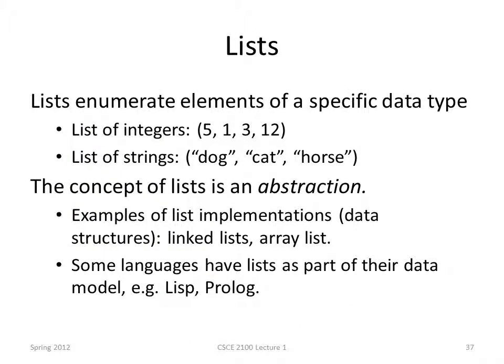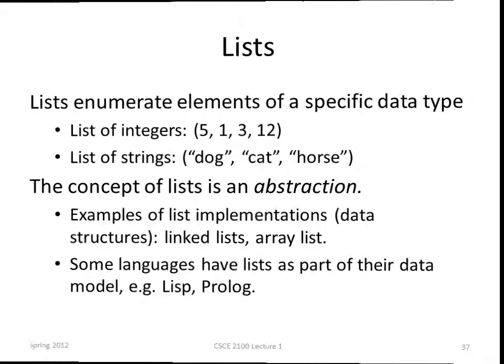Alright, that's one example of abstraction. We have another abstraction we'll go into in more detail later: lists. Lists enumerate elements of a specific data type, like lists of integers, lists of strings. The concept of list then is an abstraction. We're going to look at some examples of list implementations, data structures, that is, some linked lists, some arrays, etc. Some languages, of course, have lists as part of their data model, like Lisp and Prolog, but we're not so lucky here. We're going to have to do it ourselves in C++.